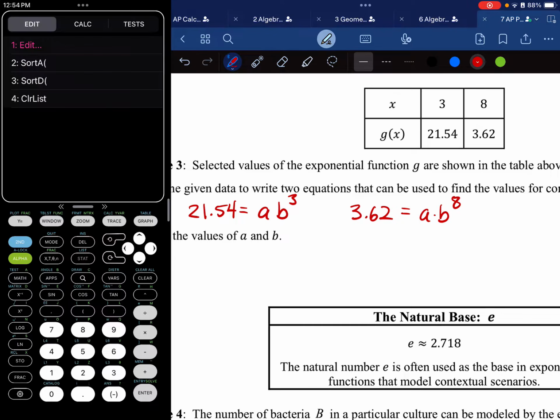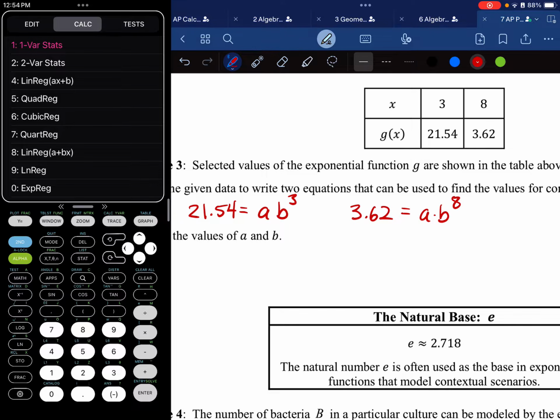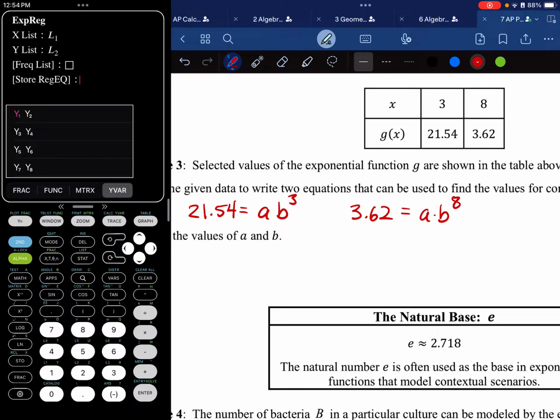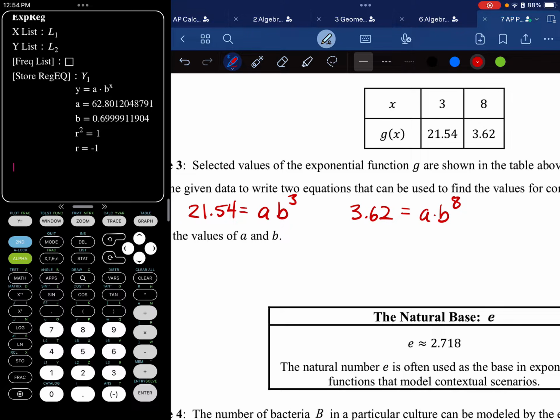Now I'm going to go to the stat button again, go to the right to the calculation tab, and go down to the exponential regression, or I can just hit 0. It already has the list for me. I need to come up here and store the equation in y1. Where it says store equation, I'm going to hit alpha trace, hit y1, and then hit enter to calculate. Okay, so it is telling me my values. My value for a is 62, always round to 3 decimal places, so 0.801. And my value for b is 0.699999, but rounding to 3 decimal places, that's 0.700.